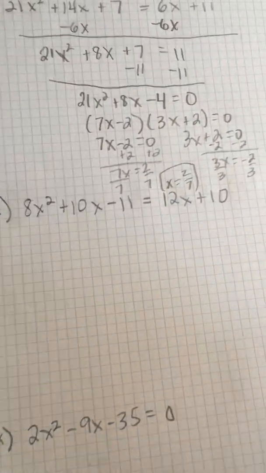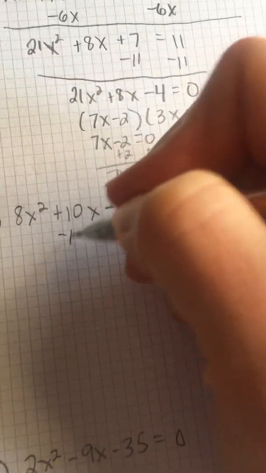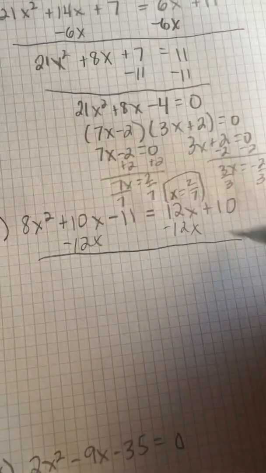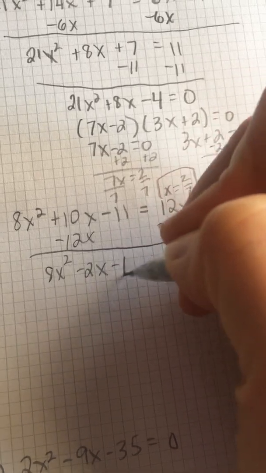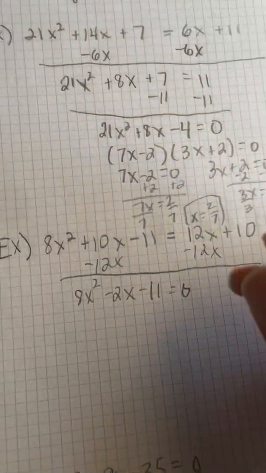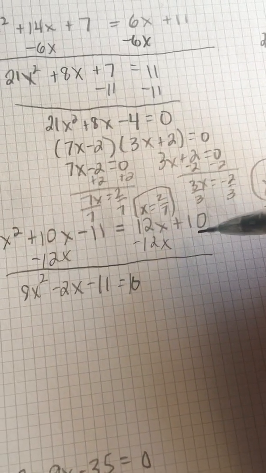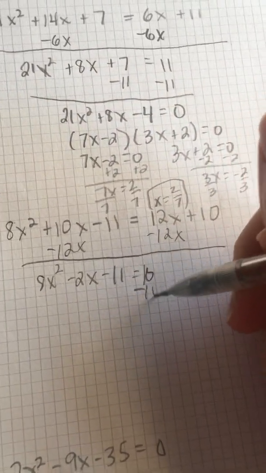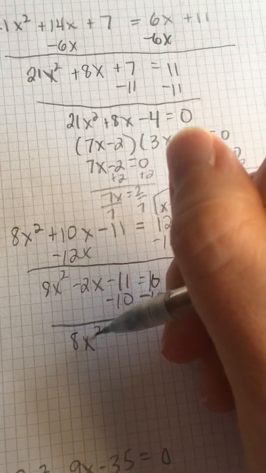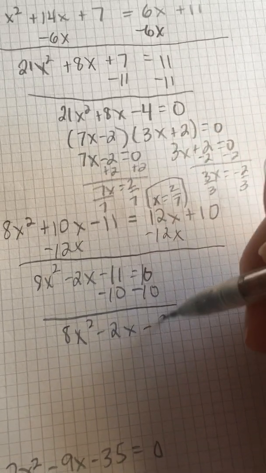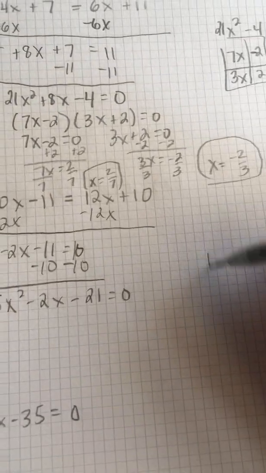Next example, again, is it equal to 0? No, I'm going to subtract over the 12x, putting it with its like term. 8x squared comes down. Negative 2x minus 11 equal to 10, excuse me. Equal to 10. That's not a 0. So now I need to move the 10. Minus 10. 8x squared minus 2x minus 21 equals 0. Now I'm ready to start my box.